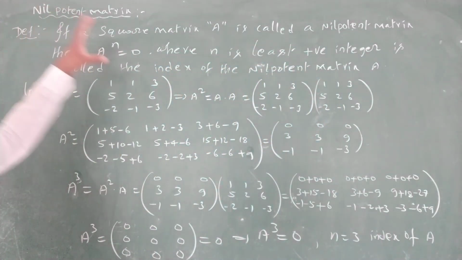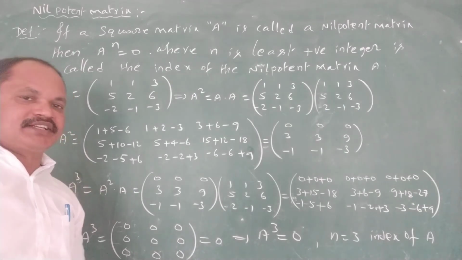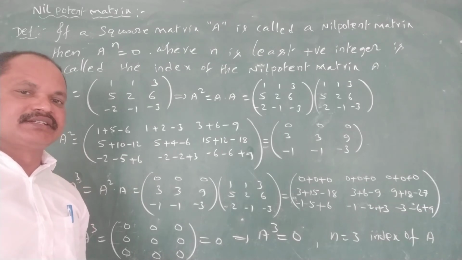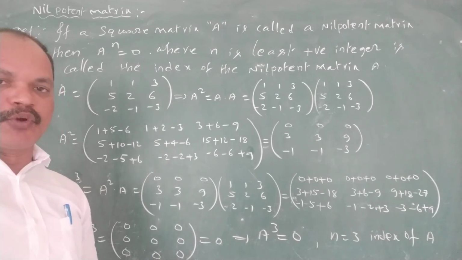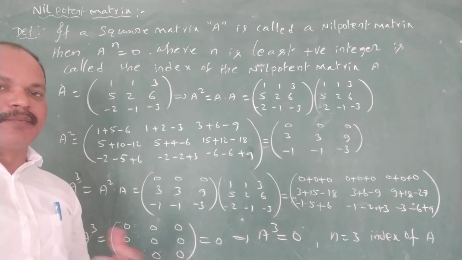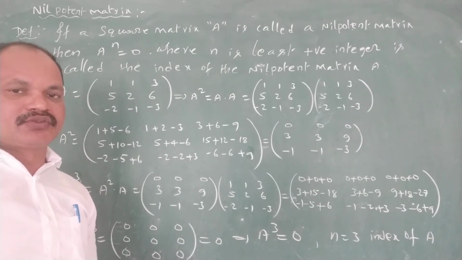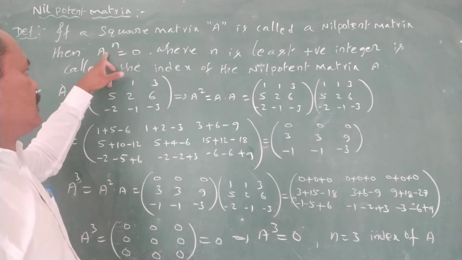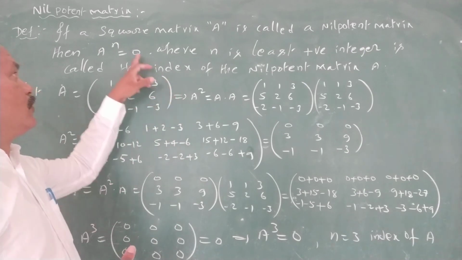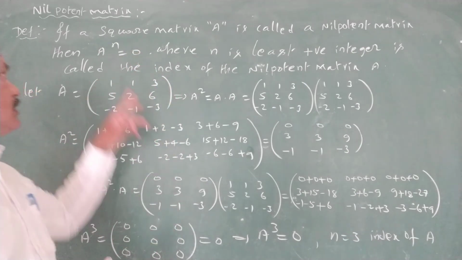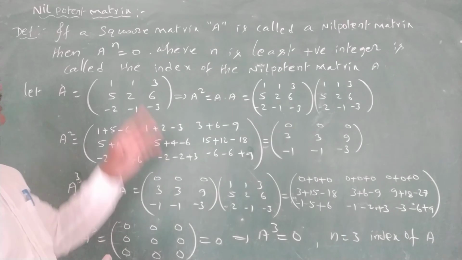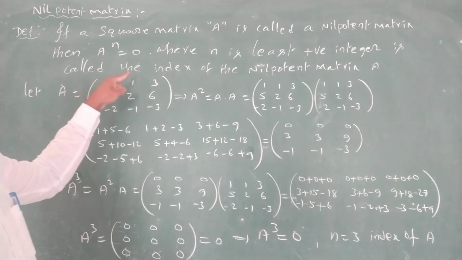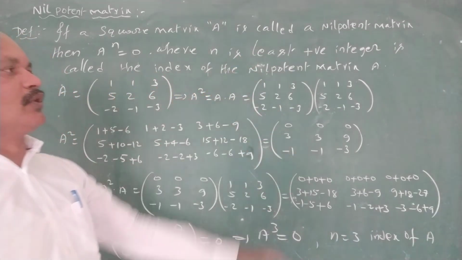Once again, the definition for nilpotent matrix. If a square matrix capital A is called a nilpotent matrix, then A power n is equal to the null matrix O. Actually, it is 0. This is called the O matrix. O is nothing but the null matrix. A power n is equal to O, the null matrix, where n is the least positive integer, is called the index of the nilpotent matrix.